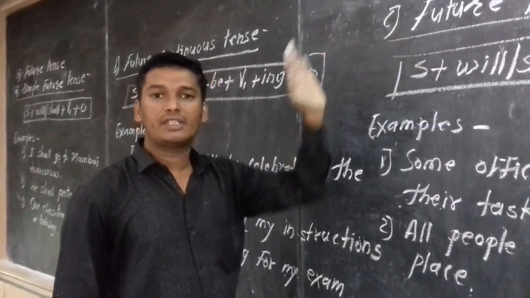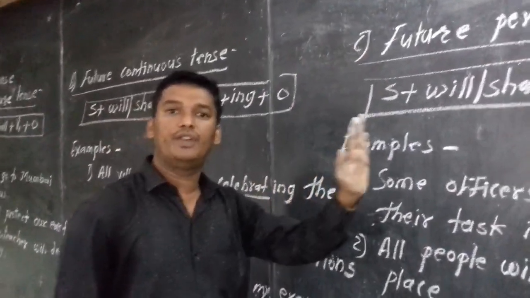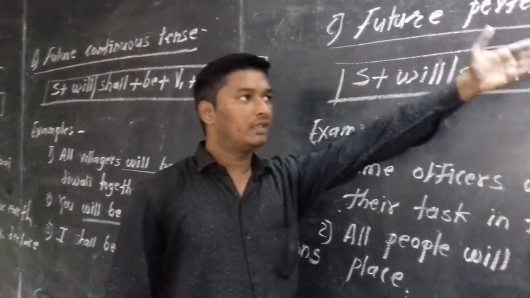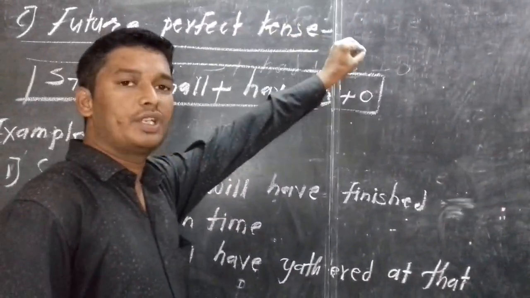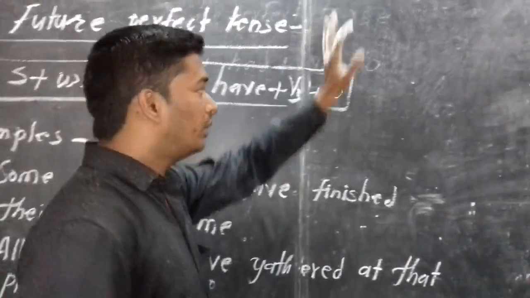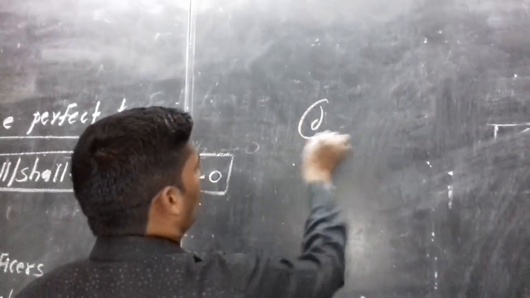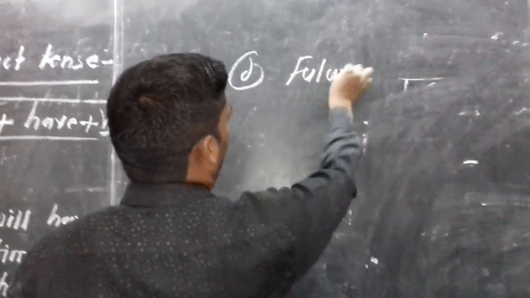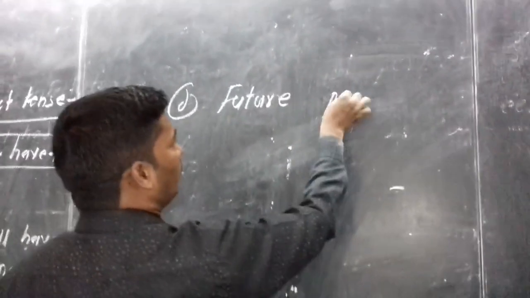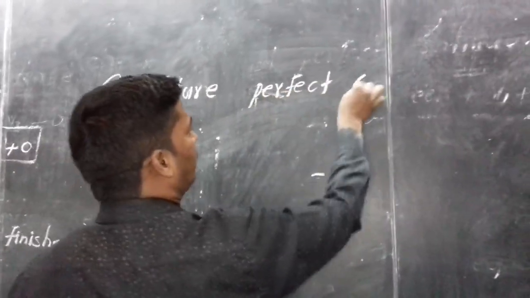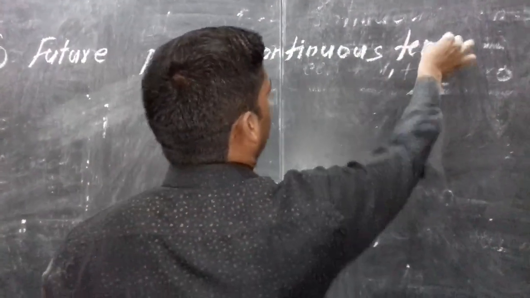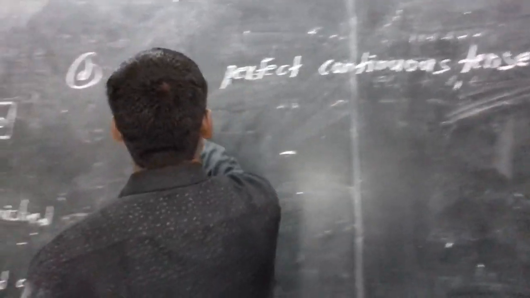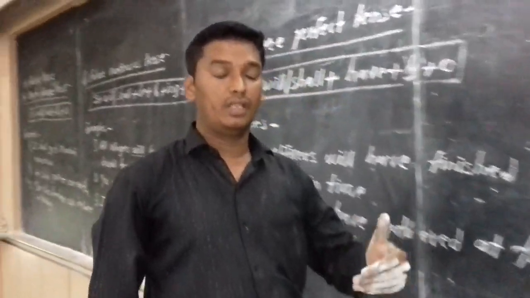Now, the last tense has been left, that is future perfect continuous tense. Let's learn the last subtype of future tense, that is future perfect continuous tense. Look at the blackboard. Future perfect continuous. Look, where do we use this tense?